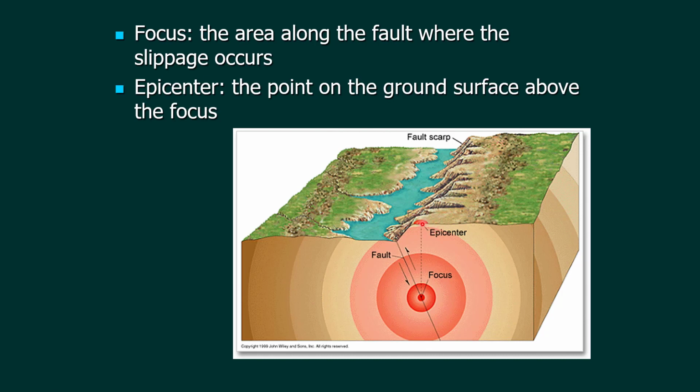So when you talk about where an earthquake is, yeah, the epicenter is as close as you can get to it without digging a hole. And that's going to be the center of destruction and whatnot. But that's not actually where the earthquake happened. The earthquake happened underground. So there's two words: focus, which is that area along the fault underground where the slippage actually happened, and then the epicenter is that point on the ground surface above the focus.